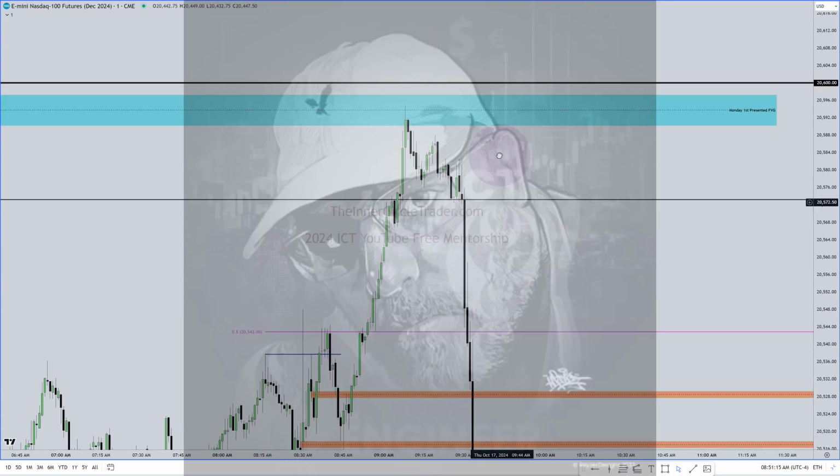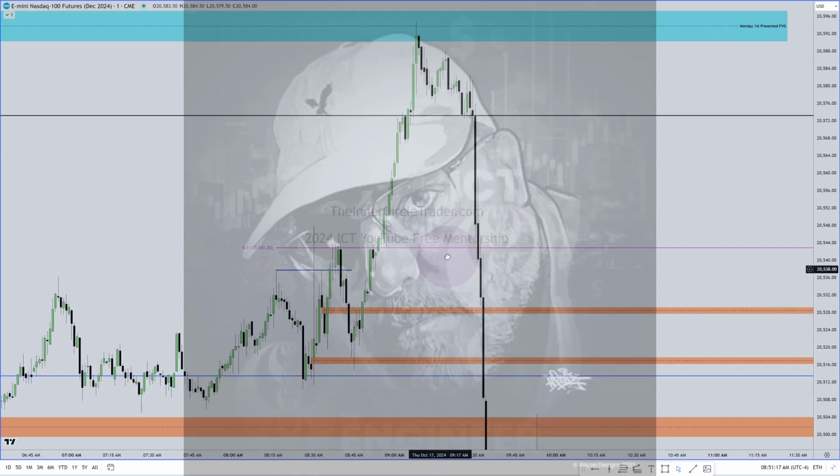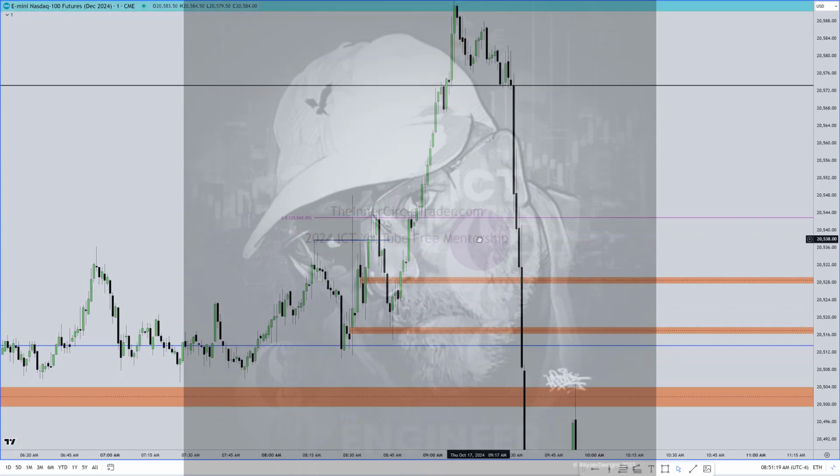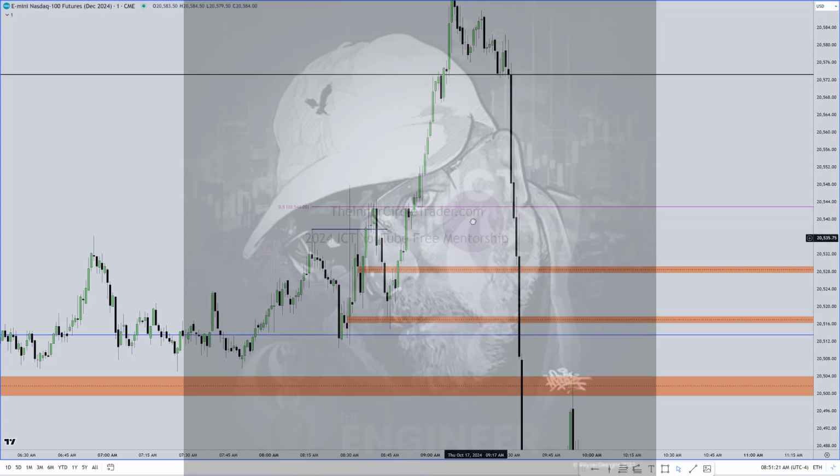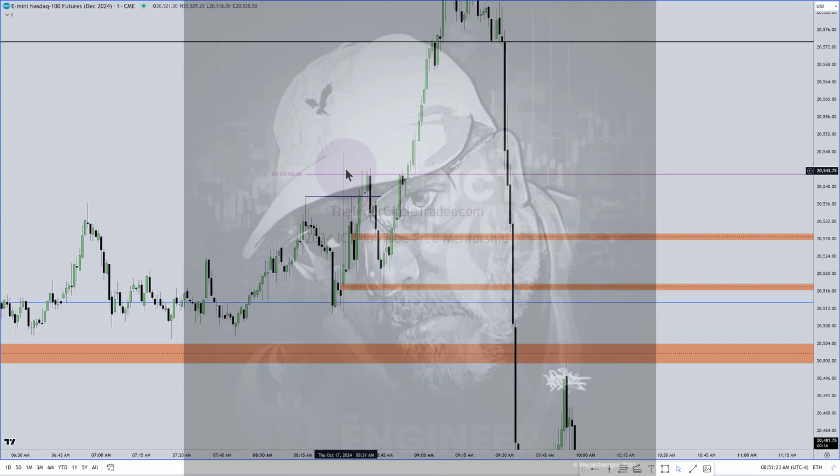But in context and understanding what it was I was teaching, this wick, we can use that by taking a fib, anchoring it to the high of the wick, and dropping it down to the highs, these relative equal highs. And you can see that I'm doing that here with the fib.